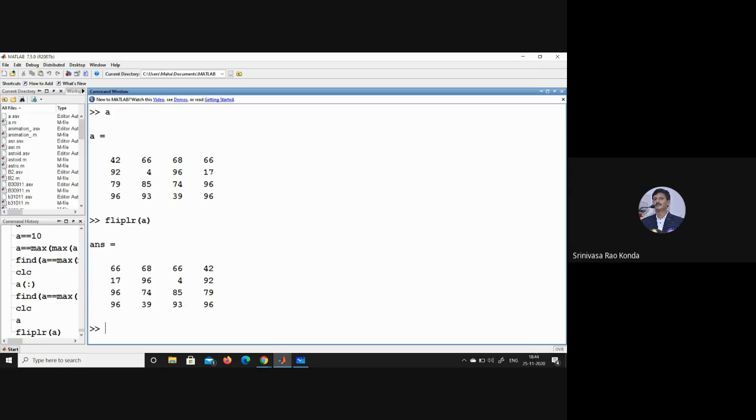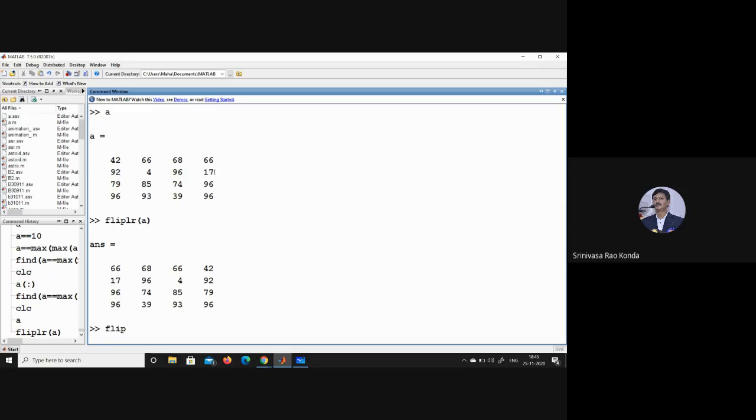Left to right means this column will become the first column. This column will become the second column. This column will be placed in the third column. This column will be placed in the fourth column. Just reverse. Flip LR.